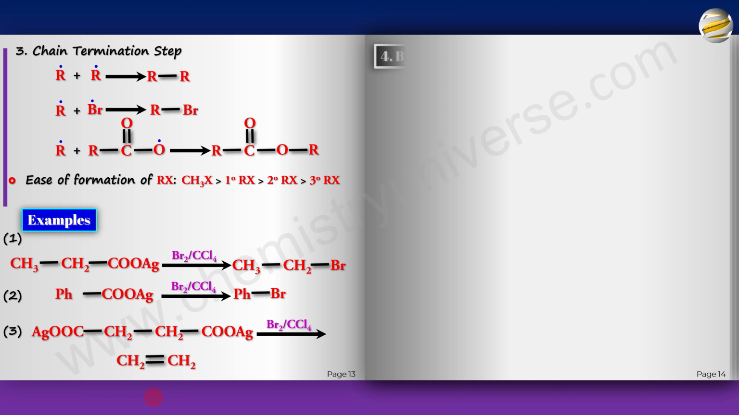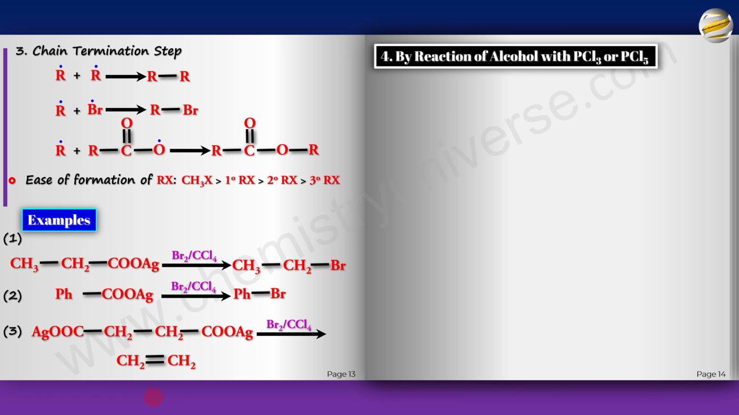The next is the reaction of PCl3 and PCl5. Now PCl3 is pretty simple. You take alcohol, you take PCl3, and all the Cls will replace the OH. So there are 3 OH and there is one PCl3. So you'll get 3 RCl and you'll get H3PO3.